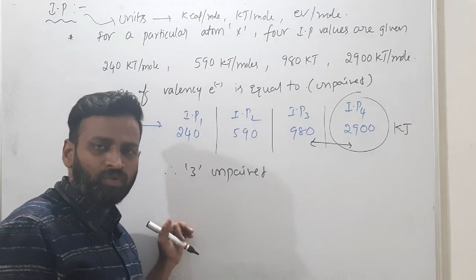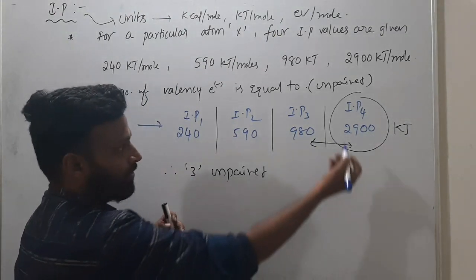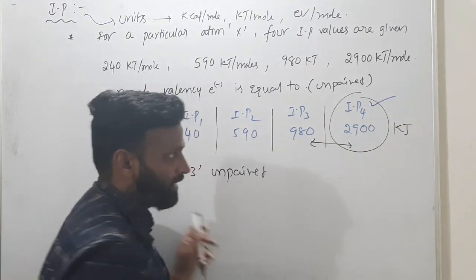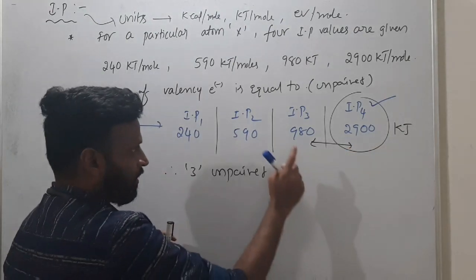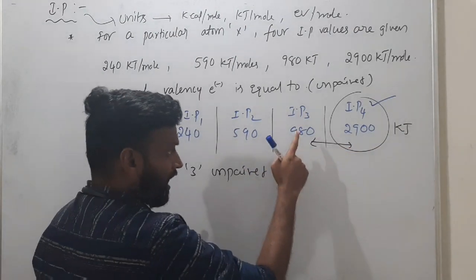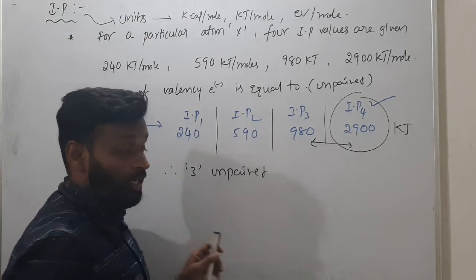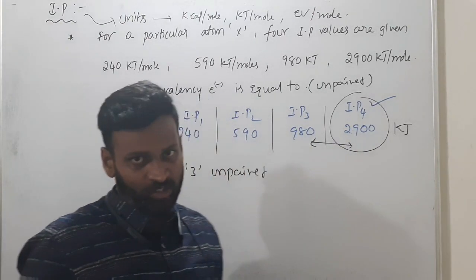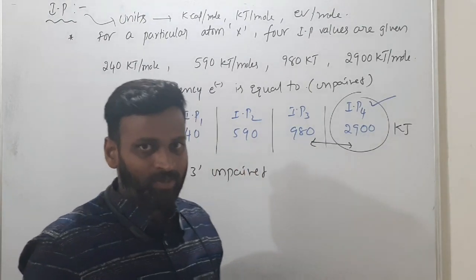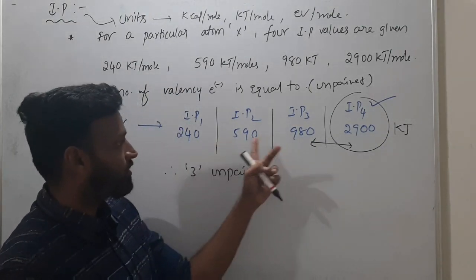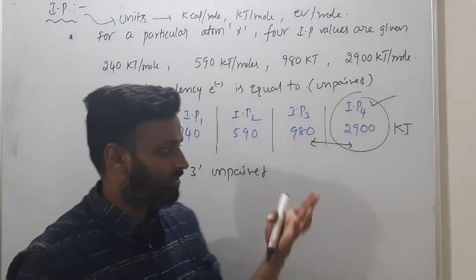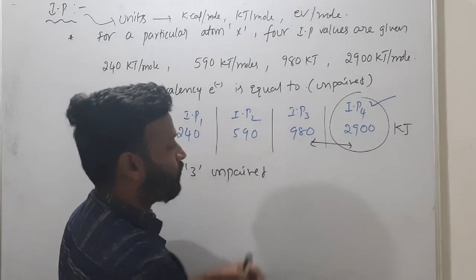How are we saying the fourth electron removal is difficult? You see, this ionization potential 4 is too high. What is the meaning of that? After removal of 3 electrons, for removal of the fourth electron, it requires a huge amount of energy, which is highly difficult. That means you can remove 3 electrons, because these energy gaps are low.